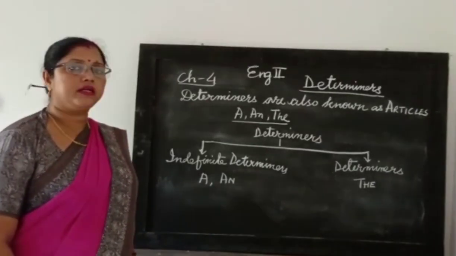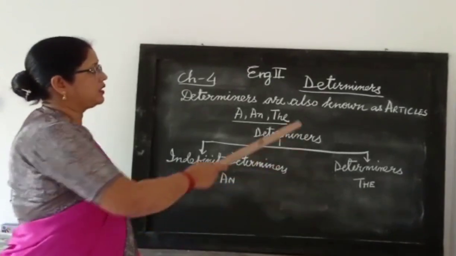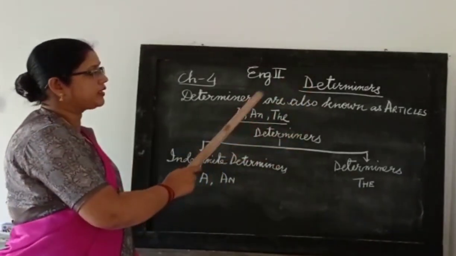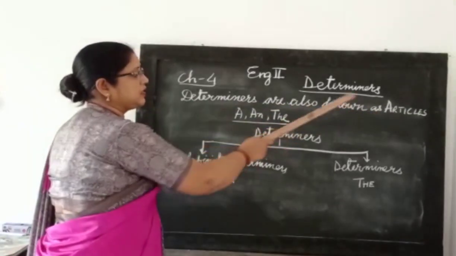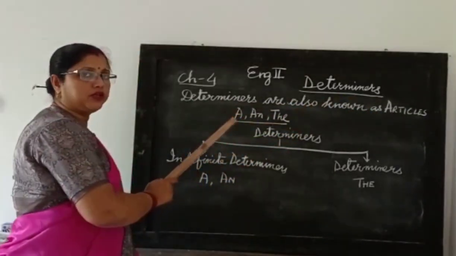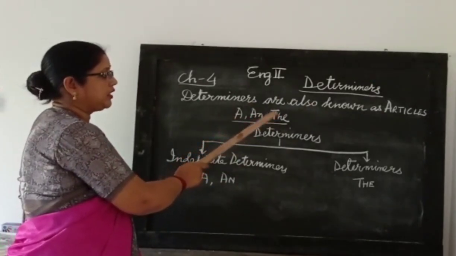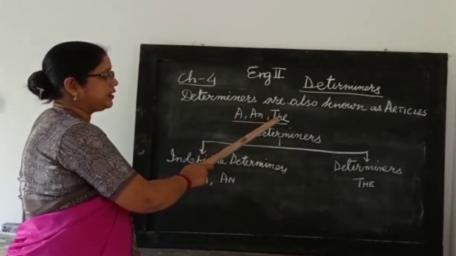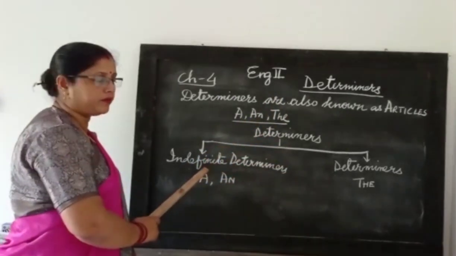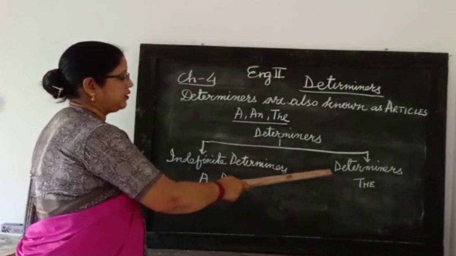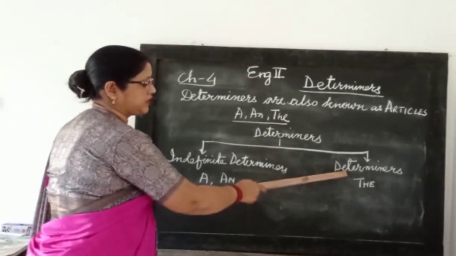So today we will be learning a new topic, that is determiners. Now what are called determiners? Determiners are also known as articles. So what are the articles? Usually we know them as a, an, and the. Now again, determiners are divided into two heads. What are they? Indefinite determiners and definite determiners.